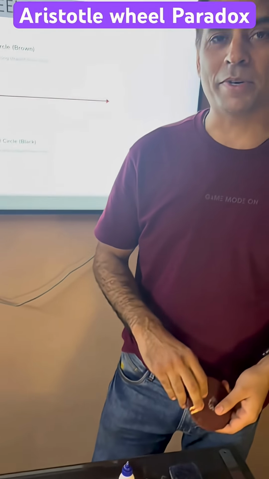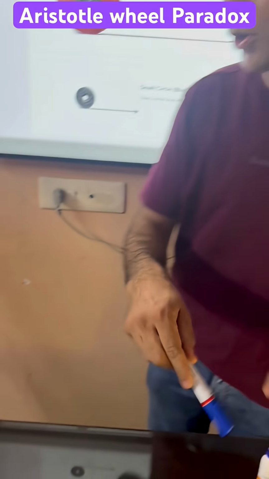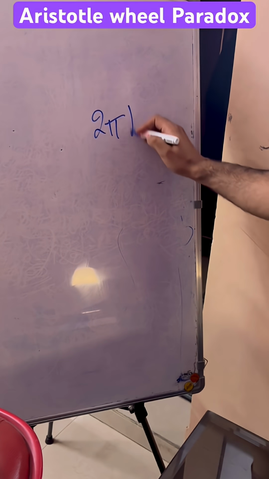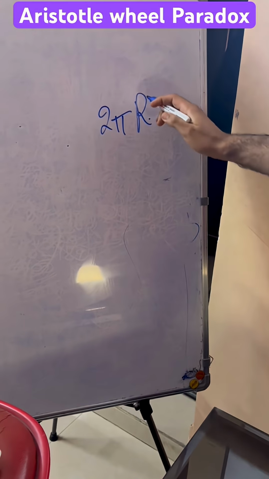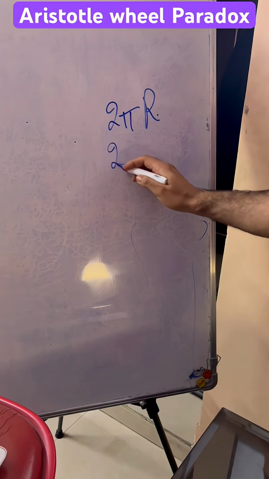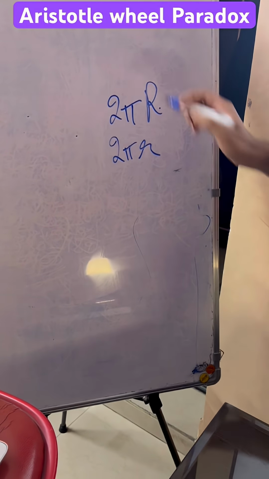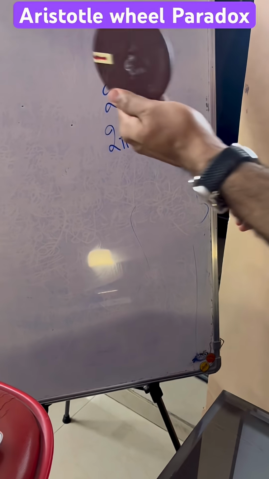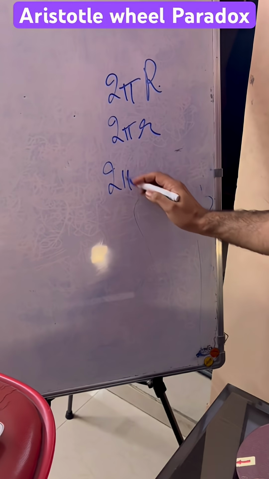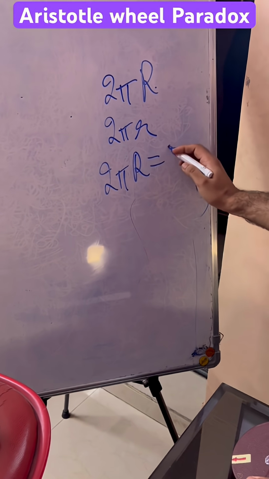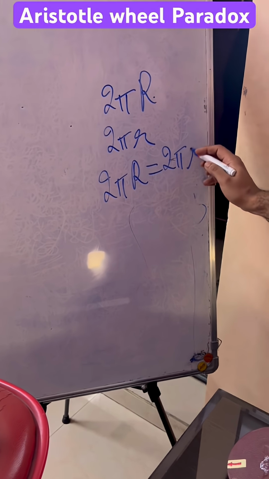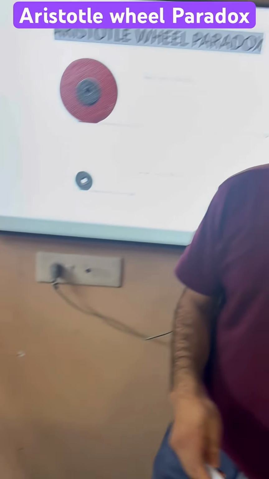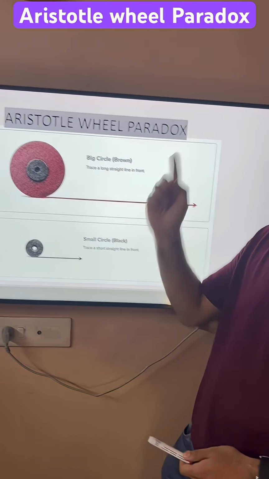So how did this happen? According to this, if 2 pi R is the circumference of the bigger circle and 2 pi small r is the circumference of the smaller circle, does that mean when I glued these two pieces together, 2 pi R is equal to 2 pi small r? Which is just not possible. It's impossible, and this is known as Aristotle's Wheel Paradox.